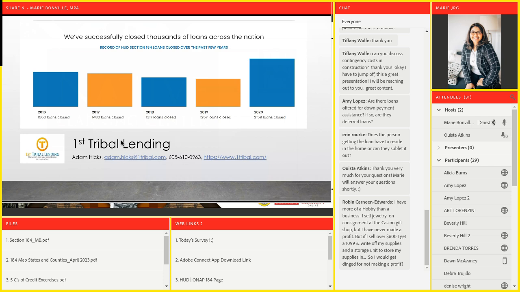And so this is their contact information in case you wanted a specific person to communicate with. I know Adam is available and willing to connect with anybody who wants that information. But as I said before, there's a list of approved Section 184 lenders, and you can definitely utilize the list to make sure they're in your area and they work with clients within your area.